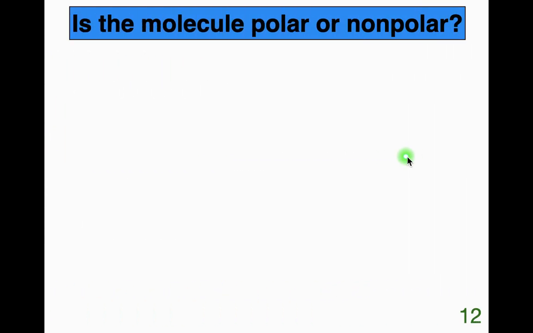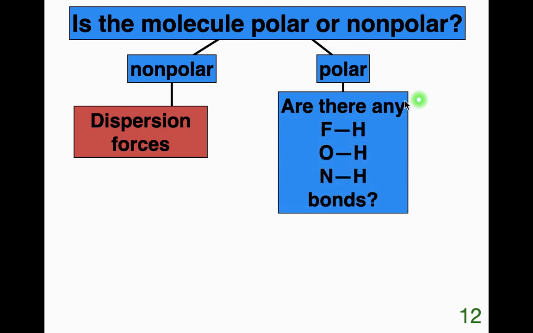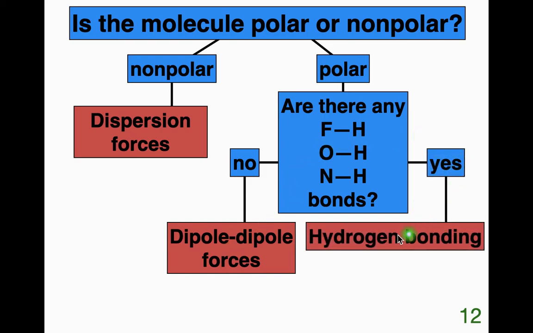Now, in order to determine what type of intermolecular force a molecule is going to have, we simply need to ask a couple of questions. So first, is the molecule polar or nonpolar? Well, if it's nonpolar, as we talked about earlier, the force of attraction would simply be dispersion forces. But if it's polar, it could be either dipole-dipole or hydrogen bonds. So ask the question, are there any hydrogen fluorine, hydrogen oxygen, or hydrogen nitrogen bonds in the molecule? If no, then it's a typical dipole, and it's dipole-dipole forces between the molecules. But if yes, then that molecule will hydrogen bond with another molecule.